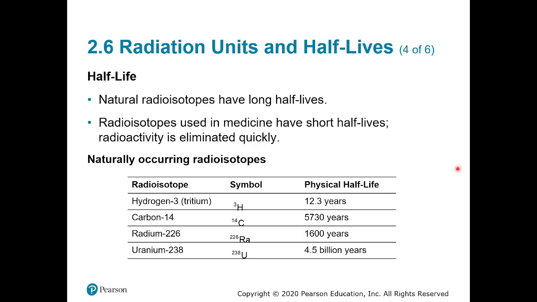Number two, we want enough that we can actually see it, right? So you wouldn't want almost no light. You'd want enough light you could see, right? And so we need something a little bit more intense than we typically find in nature. So the radioactivity is quickly eliminated in these medical short half-life compounds. Here we see some different radioactive isotopes that are naturally occurring.